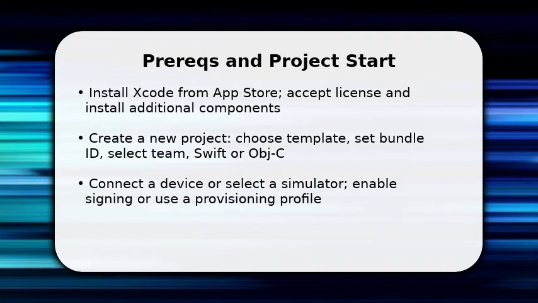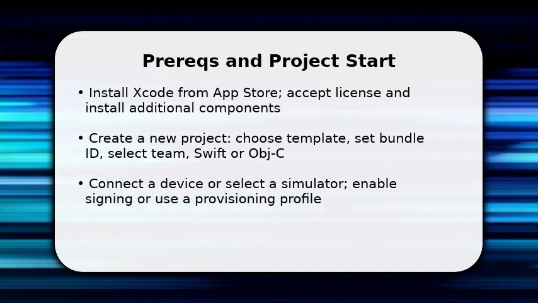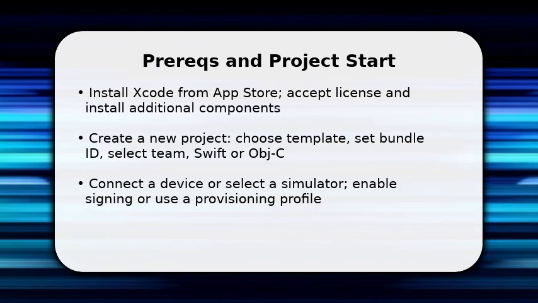If you skip this, you can't run on a device. Connect a device or pick a simulator to target. This first setup lets you iterate immediately and avoids signing blockers later.